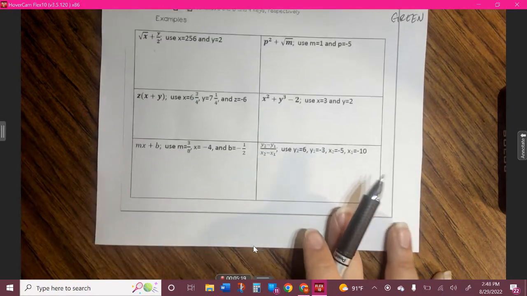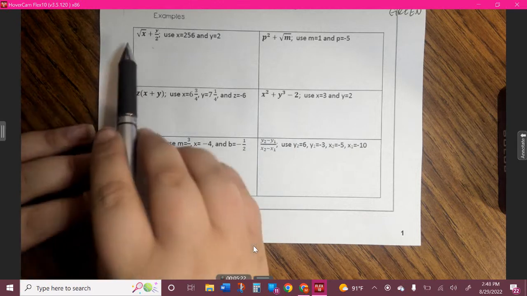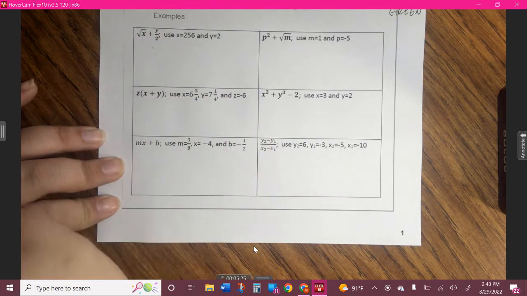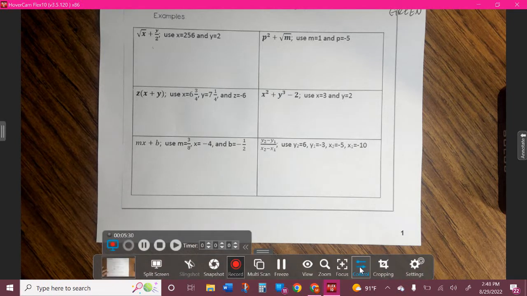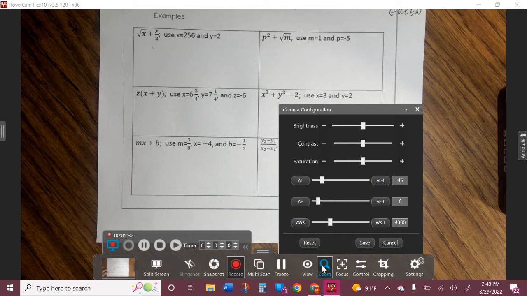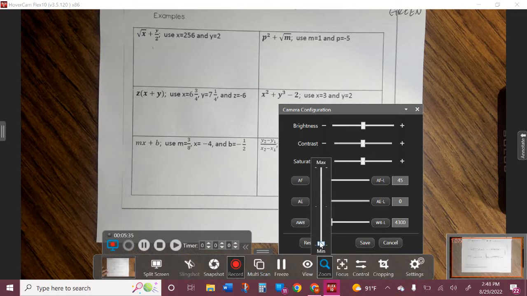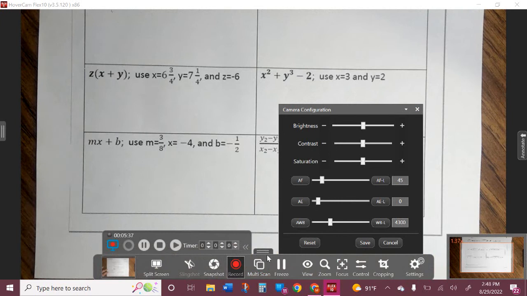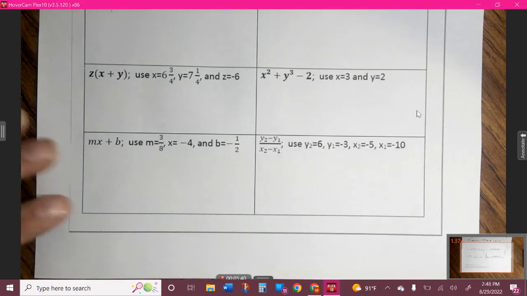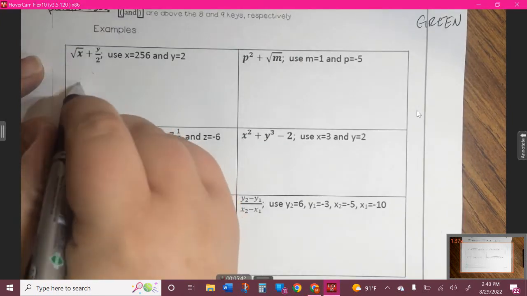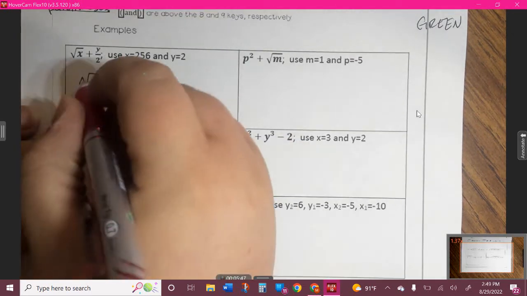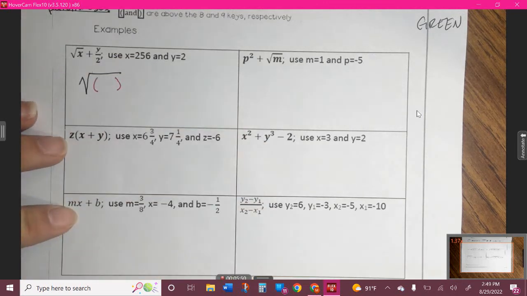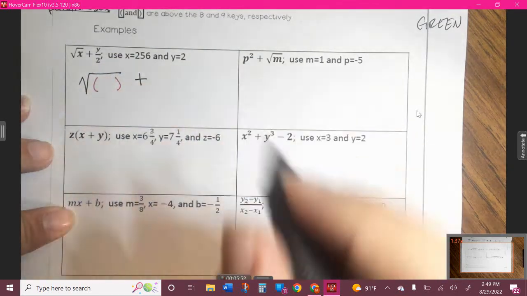The first thing I like to do is rewrite exactly what I see, but instead of letters, I put bubbles. By bubbles, I mean the set of parentheses. And I'm going to zoom in a little bit more. If I click the zoom button, that'll work better. Okay, so I'm rewriting the square root, and then I'm putting parentheses for whatever the number x stands for. And then a plus sign, and then parentheses for whatever that y is.